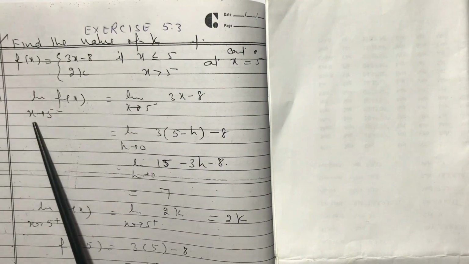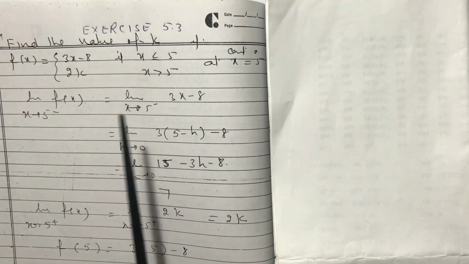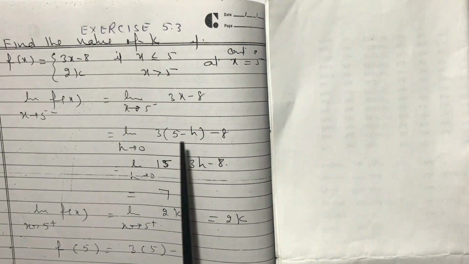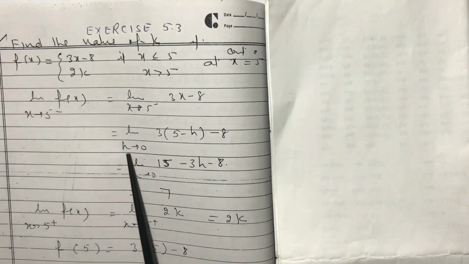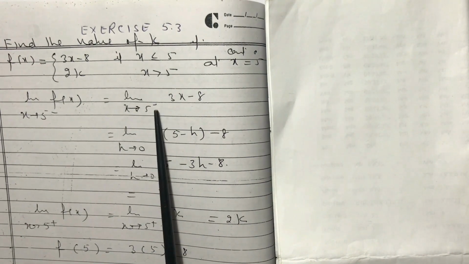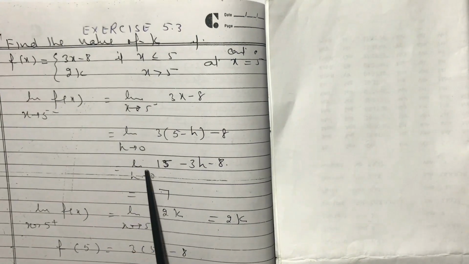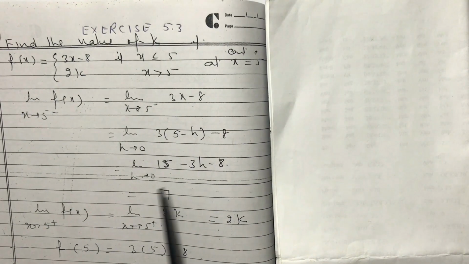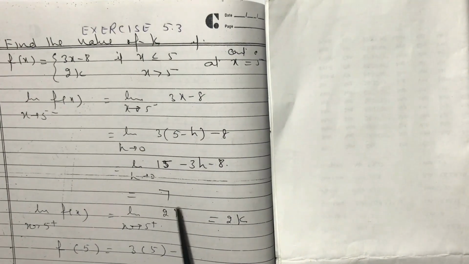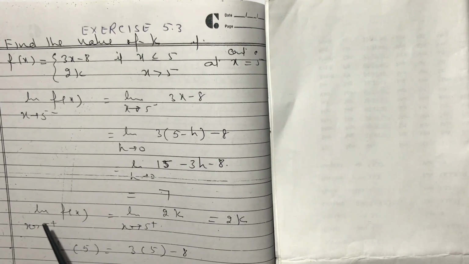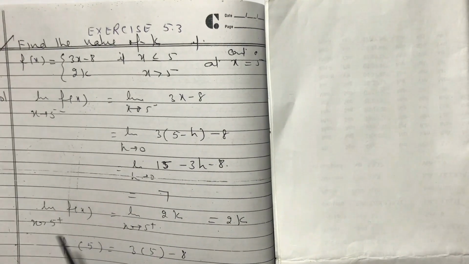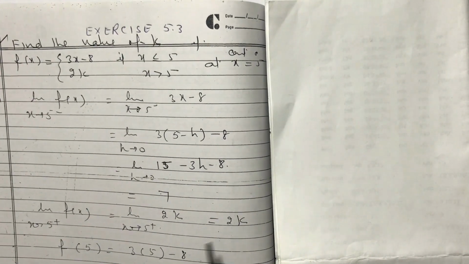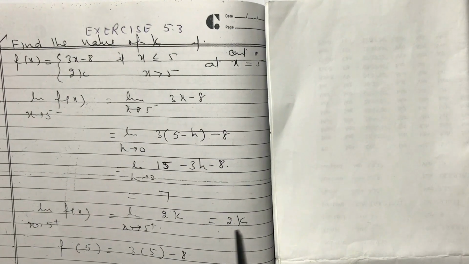So limit of f(x) as x tends to 5 minus is equal to limit 3x minus 8 as x tends to 5 minus. This is equal to limit 3(5 minus h) minus 8 as h tends to 0. Instead of x, I have written 5 minus h. So this is equal to limit h tends to 0, 15 minus 3h minus 8. Instead of h, write 0, you will have 7. So left hand limit is equal to 7. Now let me find the right hand limit. Limit of f(x) as x tends to 5 plus is equal to limit 2k as x tends to 5 plus is equal to 2k, because this is constant.